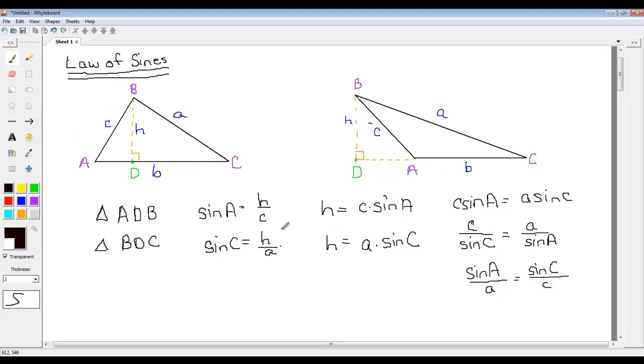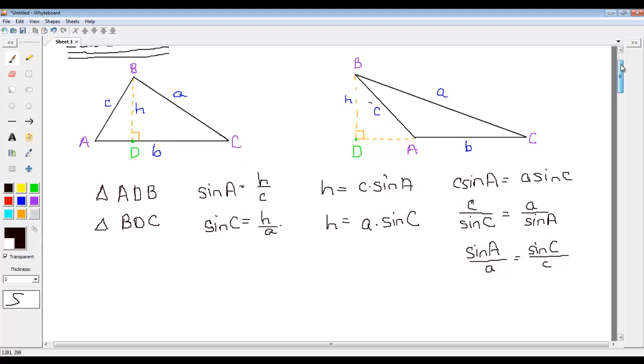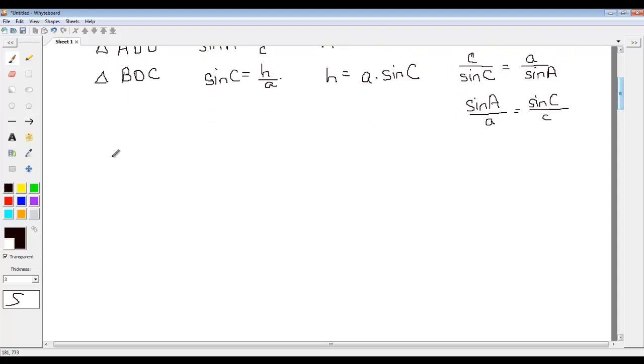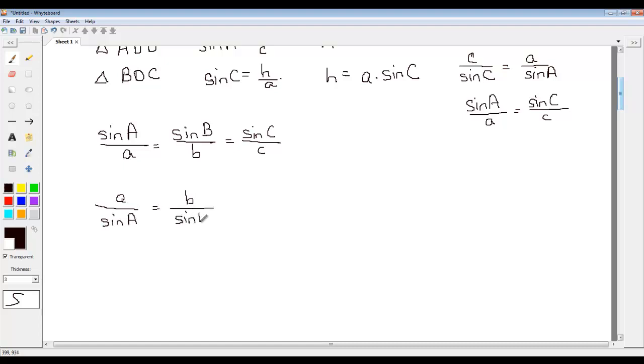Okay, now if you did this process again and worked angle B and side B in there, what you would end up seeing after you did it for all the different possible angles and scenarios is that you end up with sine of A over A equals sine of B over B, which equals sine of C over C. Or you could flip it around, say A over sine A equals B over sine B, which equals C over sine C. And then that right there gives you the law of sines.